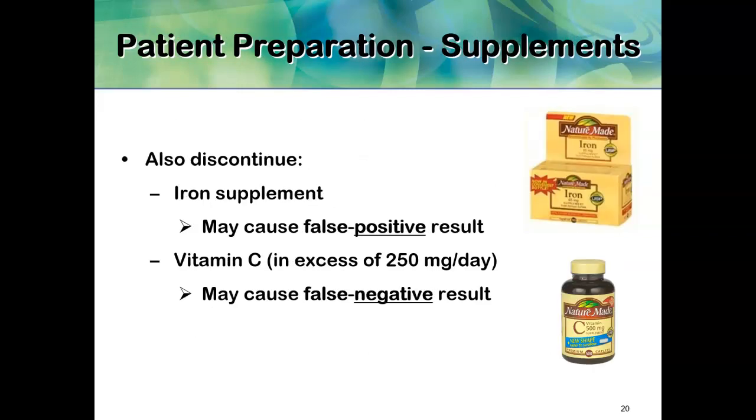Another thing a patient may need to discontinue would be an iron supplement, because if iron is taken in excess, it can actually cause a false positive, as well as vitamin C, which, if taken in excess of 250 milligrams a day, might actually cause a false negative. And these are things that patients typically or readily take. So again, you're going to want to check with your provider to ensure that you understand the appropriate instructions to provide to your patient.